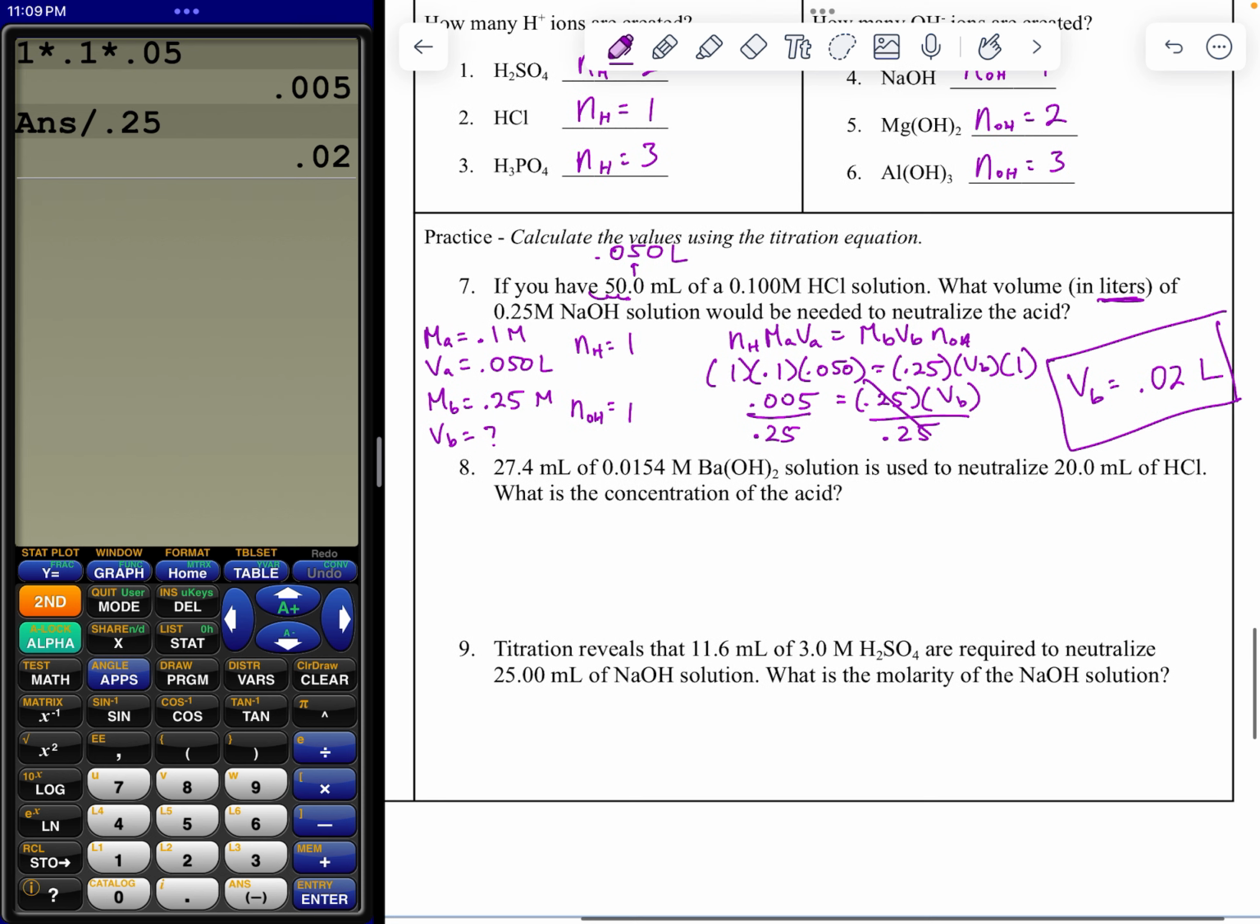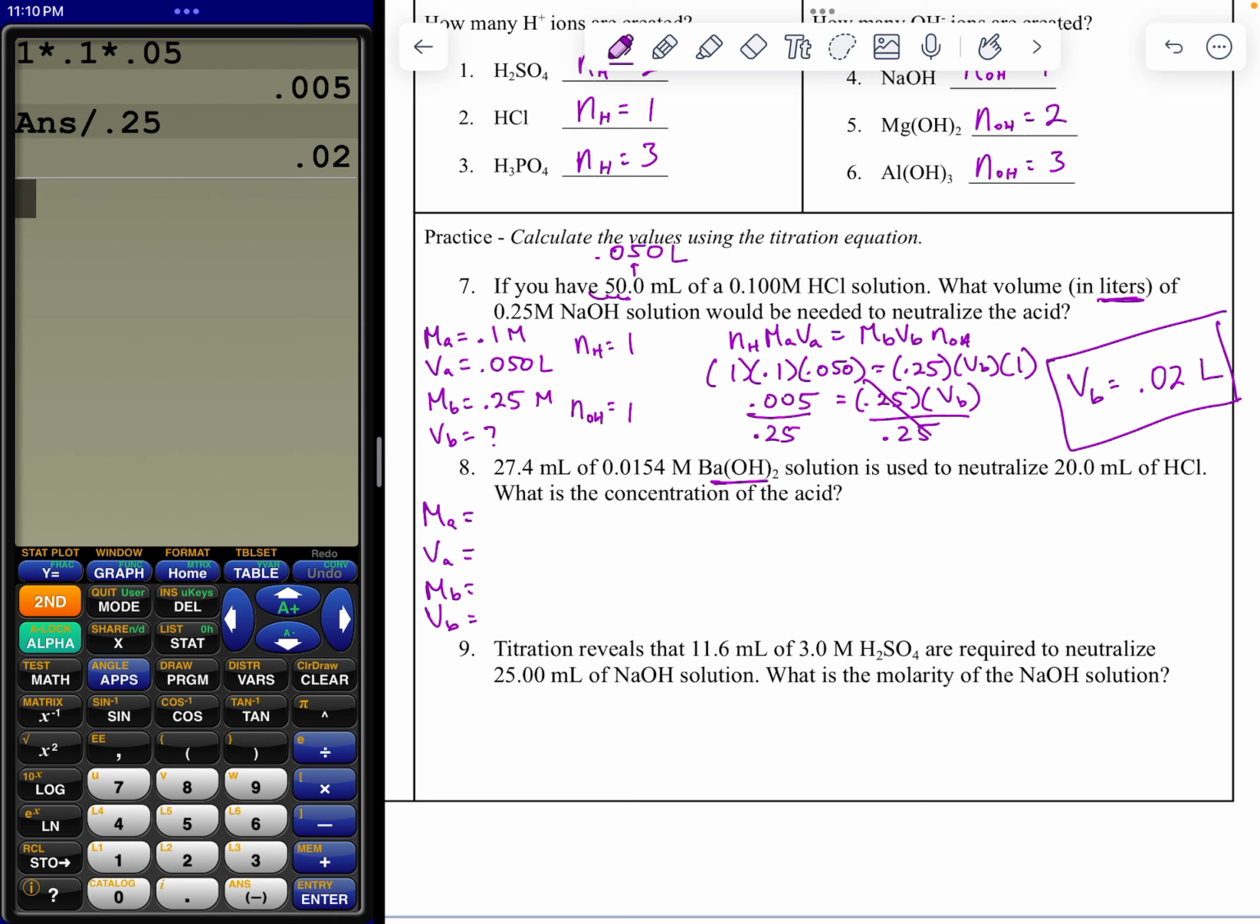Let's try this next one here. We can label all of our information, right? Givens, unknowns. Well, unknown, right? There's only going to be one unknown for all of us. Making sure that we are converting milliliters when applicable. And now that is the volume for a base.